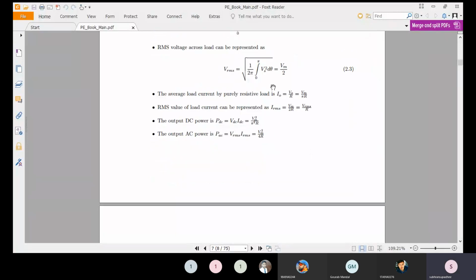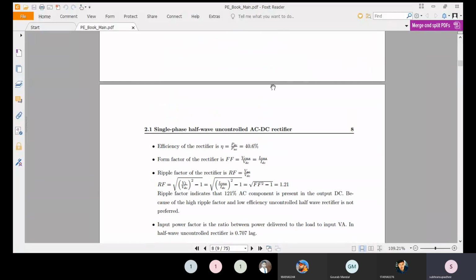So you can find out the DC power, you can find out the AC power, as well as the efficiency. As you can see, the half wave rectification efficiency is pretty low. This is around 40%, right? So it is not advisable to use a half wave rectifier because of low efficiency, 40% only. Suppose you are giving 100 volt AC, you will only get 40 volt DC, which is not good enough.